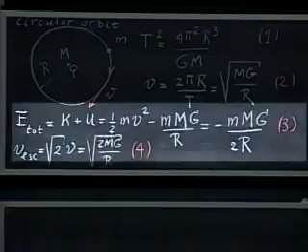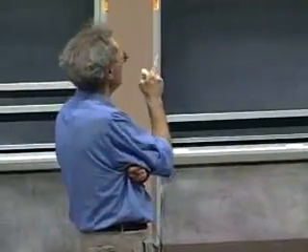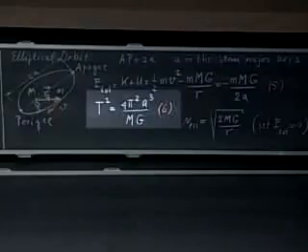And if you want to calculate the time to go around the ellipse, then you get an equation for T squared, which is almost identical to number 1 for the circular orbits, except that now the radius has to be replaced by a, which is the semi-major axis.